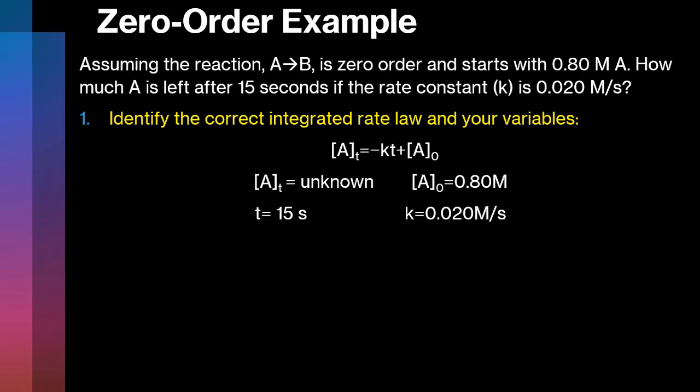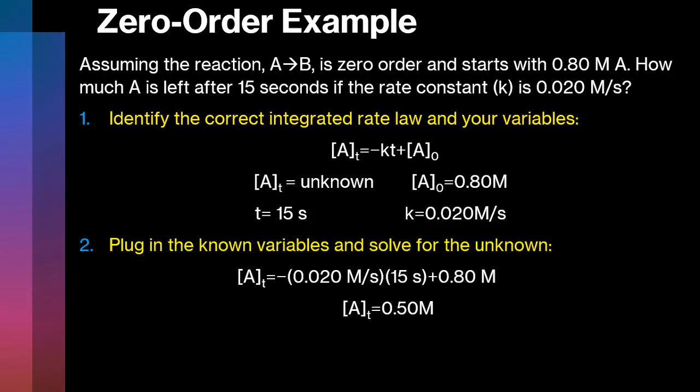So now what we're going to do is substitute our known variables and plug and chug that calculation to get our unknown. So A sub t is going to be equal to negative times 0.020 times 15 plus 0.80. We simplify that down, and A sub t should be equal to 0.50 molar. Notice, watch your negative sign here. The negative kt is there because the reactant concentration is decreasing over time.